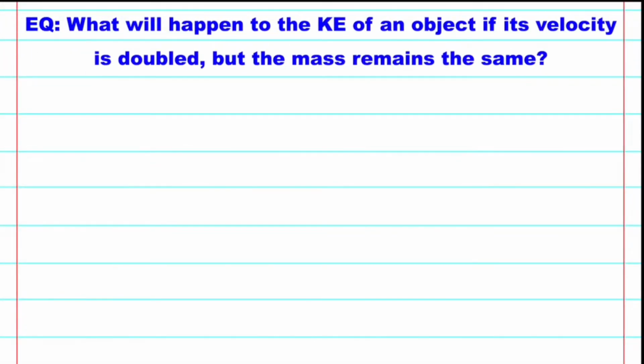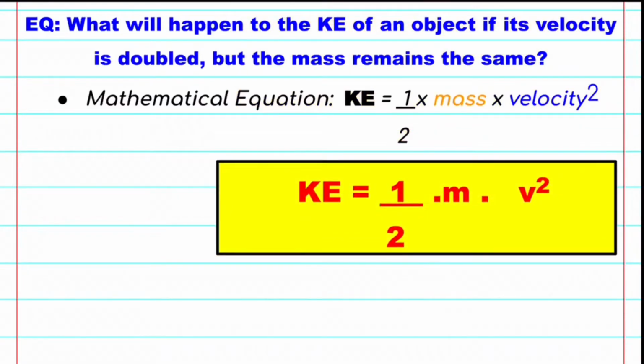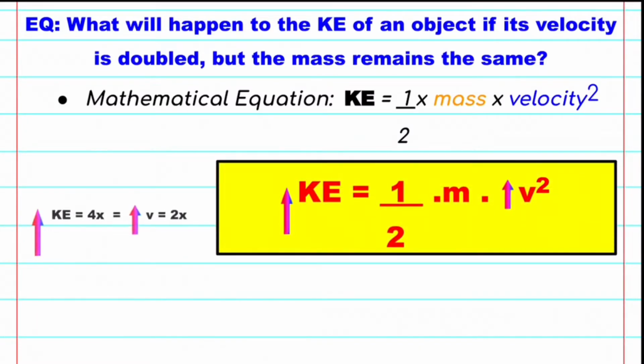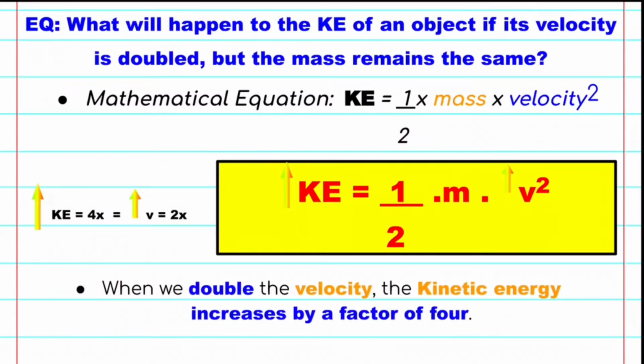Essential question number 5. How about what will happen to the kinetic energy of an object if its velocity is doubled but the mass remains the same? This illustration shows that when we double the velocity, the kinetic energy increases by a factor of 4.